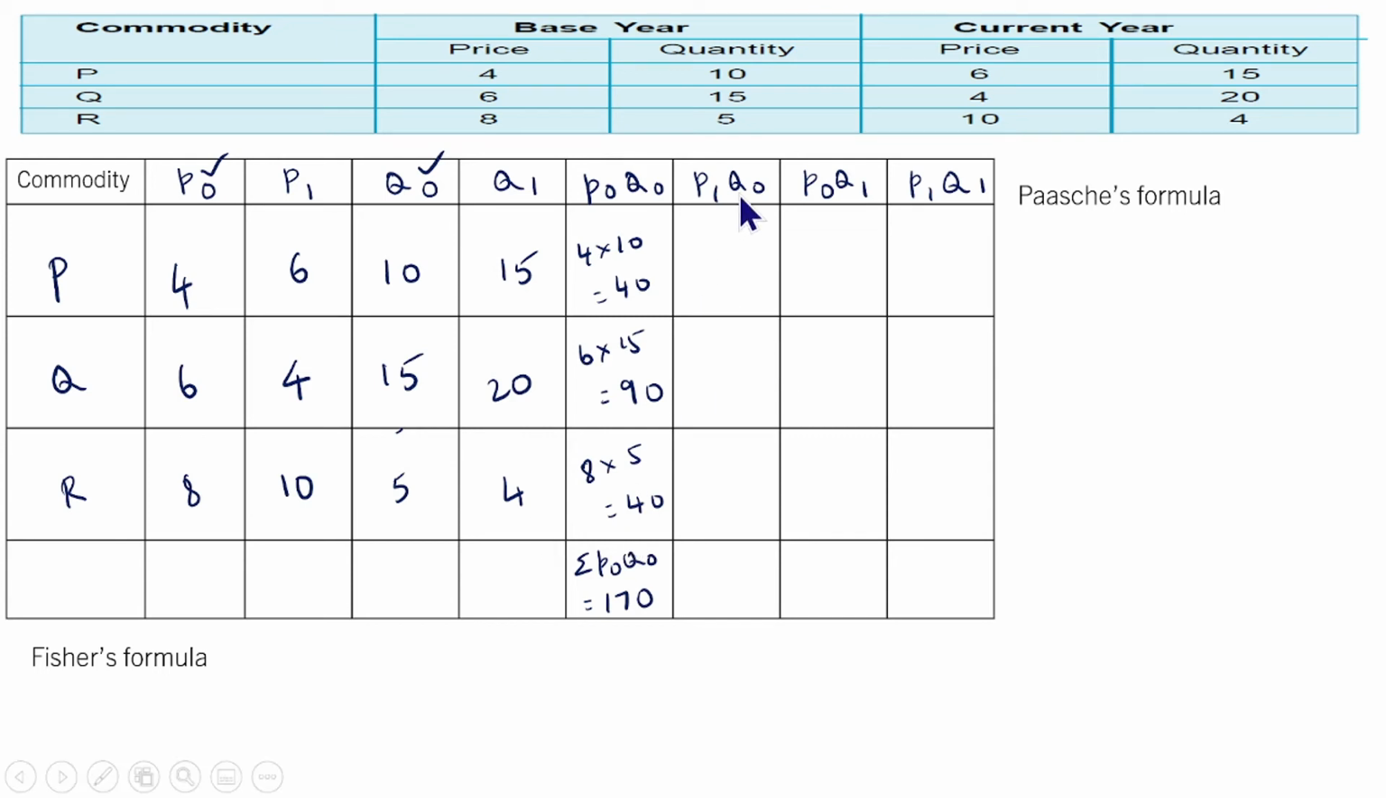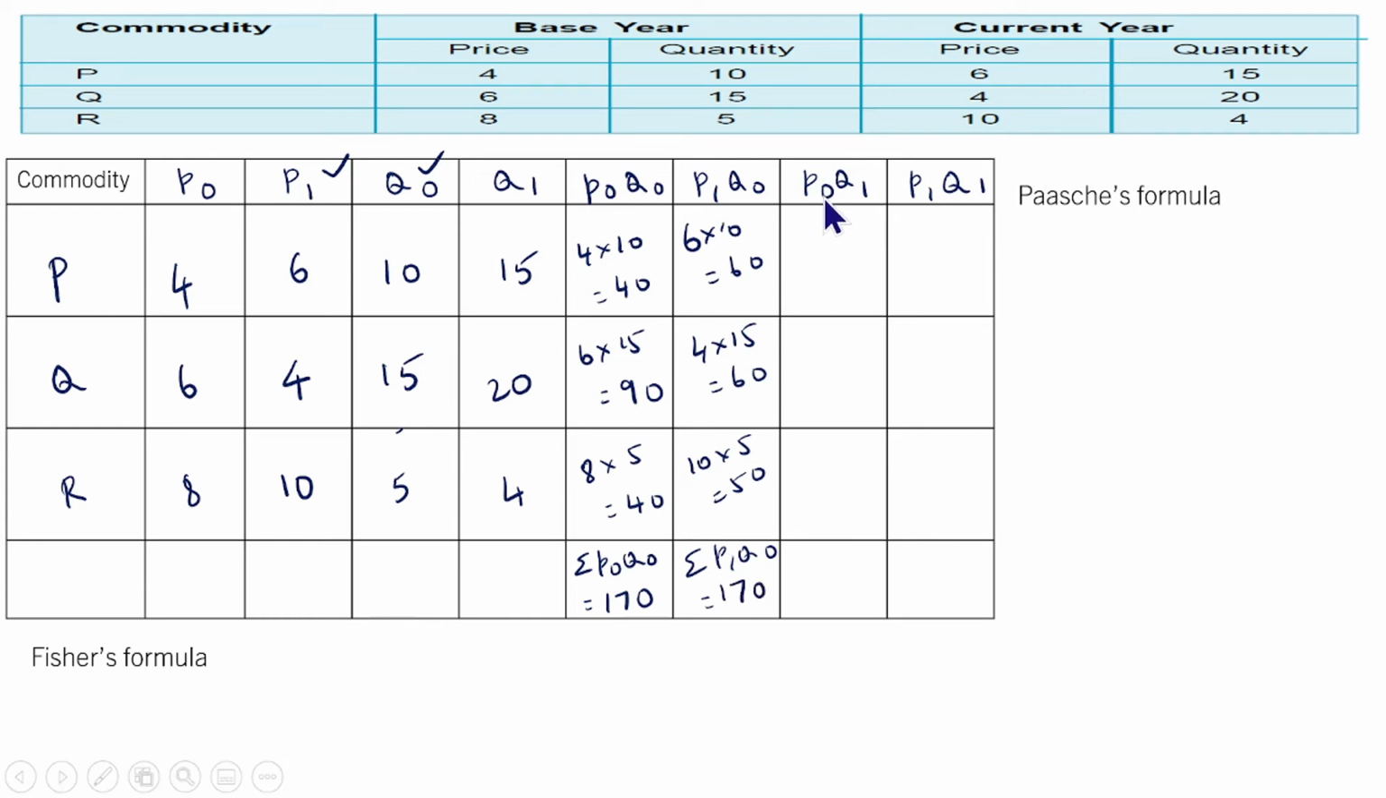Now let us find P1 Q naught, that is the product of entries in these two columns. P1 is the price in the current year and Q naught is the quantity in the base year. P1 Q naught will be 6 into 10, then 4 into 15, then 10 into 5. So 6 into 10 is 60, then 4 into 15 is 60, then 10 into 5 is 50. Now summation P1 Q naught is equal to 60 plus 60 plus 50, which is equal to 170.